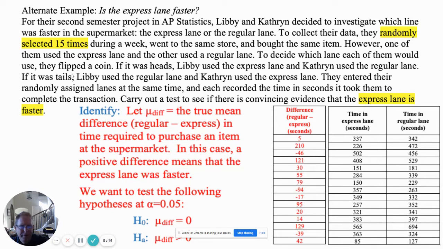And we're doing a one-tailed test, so I add this comment here. In this case, a positive difference means that the express lane was faster, and we're looking for convincing evidence that the express lane is faster. So I know now that my alternative hypothesis is that mu diff is greater than 0. So I finish it off, I write my significance level, I write my null and alternative hypotheses.